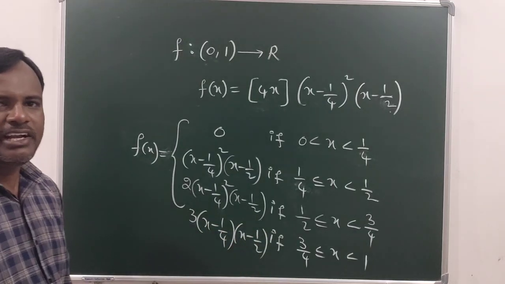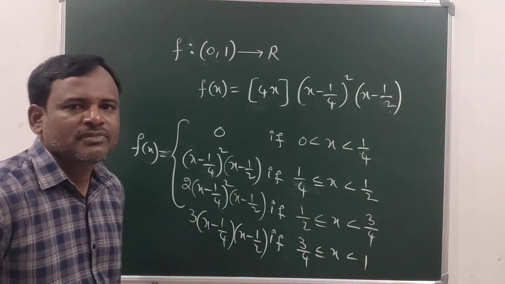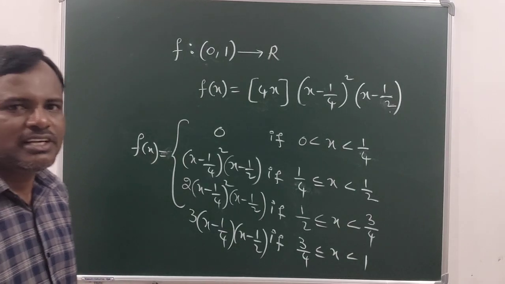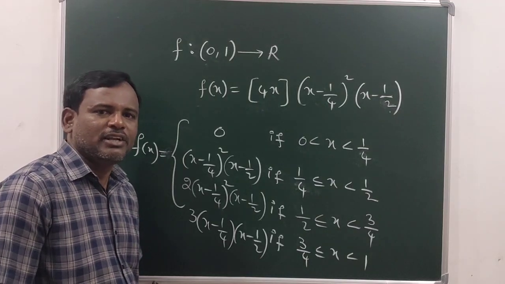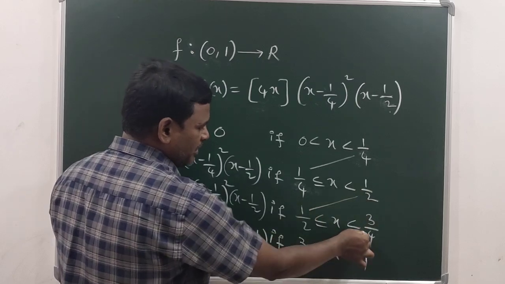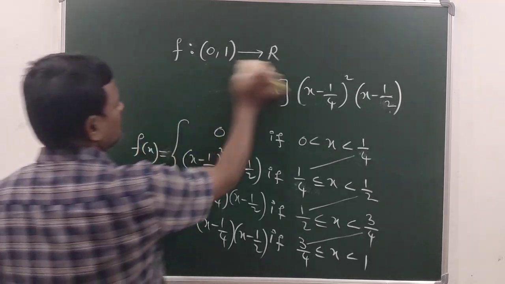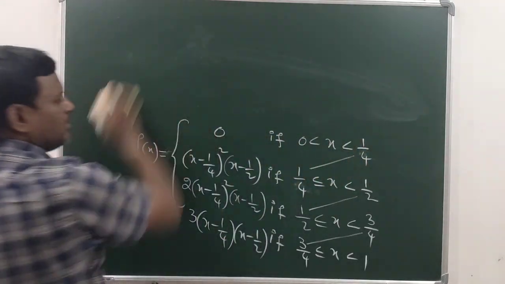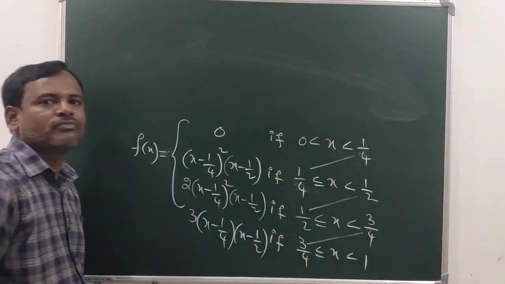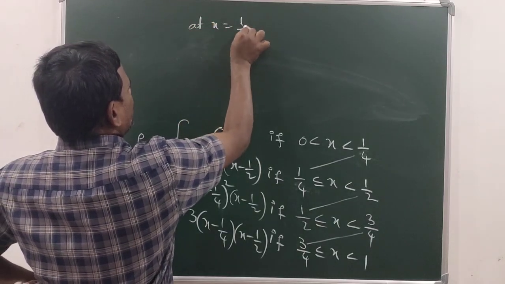Now we have written this function in detail. Now check its continuity and differentiability. In this type of problem, generally we check continuity and differentiability at the boundary points 1 by 4, 1 by 2 and 3 by 4. Let us check. If you want to check continuity at 1 by 4, 1 by 2 and 3 by 4, I am going to check first at x equal to 1 by 4.